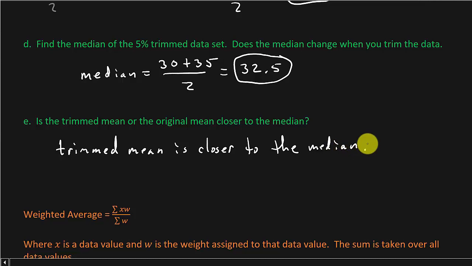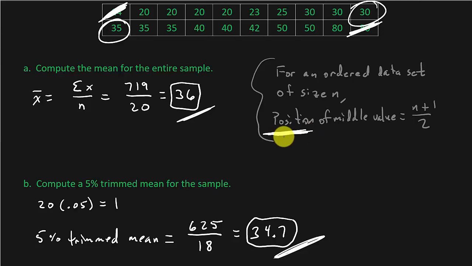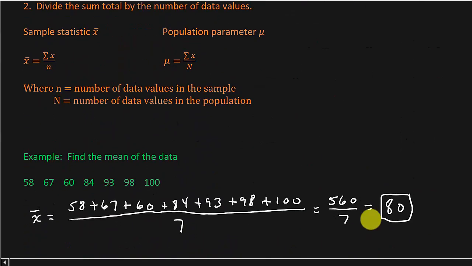There's the trim mean. You also picked up a little tip on how to find the position of the middle value. This n plus 1 over 2 is not the median. It's the position of the median. It's just an easier way to find it when you have a large data set.